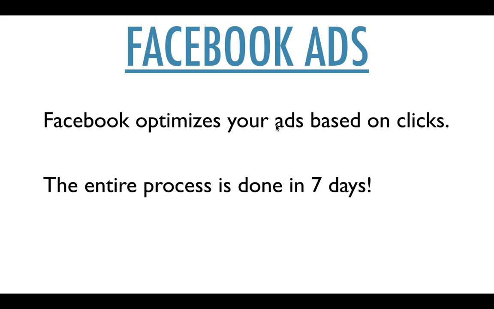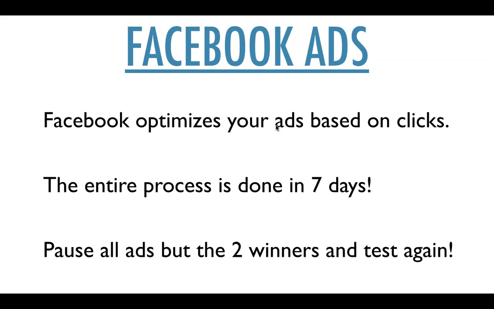Keep in mind that Facebook optimizes your ads based on the clicks. So they watch and see which of the ads that you've written is getting the best response, and they analyze that over a 7-day period. They choose the winner, and then they start to throttle your traffic and optimize your campaign for you without you having to do anything. So after your campaign has run for 7 days, you pause all of the ads but the 2 winners and then test again.